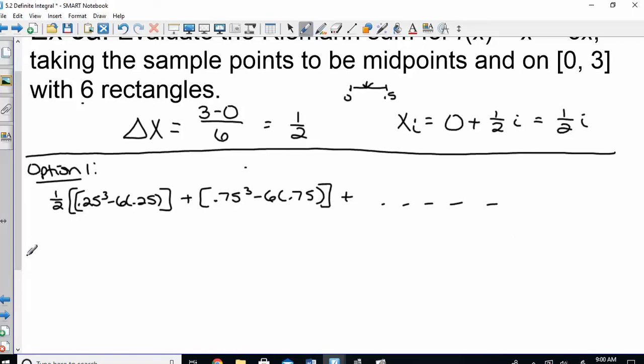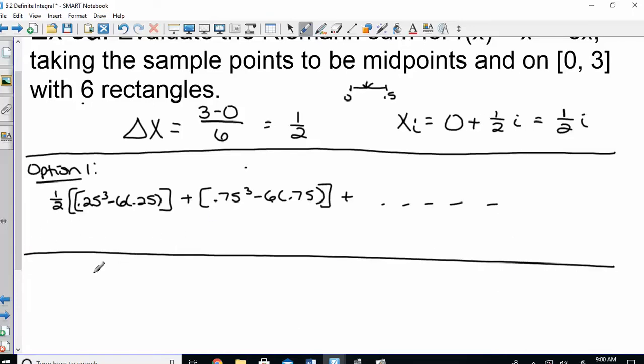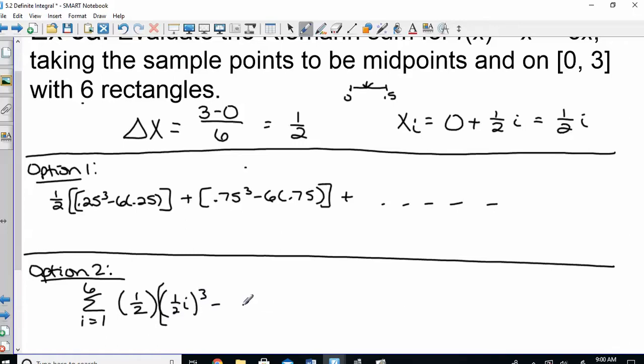The other option is to use more of our summation notation and the formulas we have for adding things up. So we can do the sum from I equals 1, but I don't need to go up to n. What do I have to go to this time? 6. The width of all of these is 1/2. Then I have to plug my x sub I into my function. So that would be 1/2 I cubed minus 6 times 1/2 I.